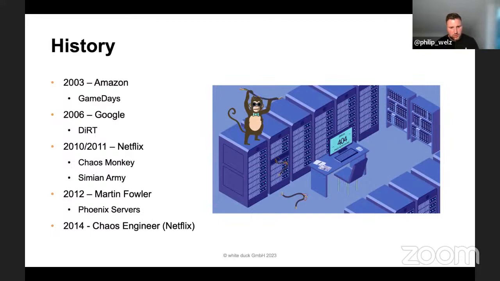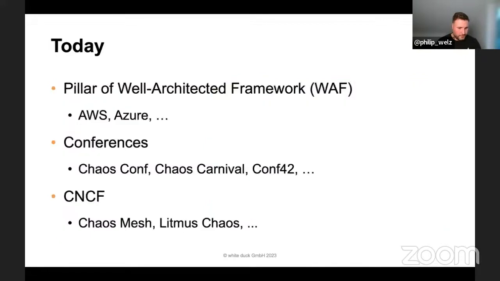And then in 2014, there was the first, let's say, job created by Netflix, the chaos engineer, like a system engineer or a DevOps engineer. And that day it was chaos engineer, till today. And this role was somehow pioneered by Netflix. Okay, and when we look at history, let's look at today, what's happening since then. Today, the chaos engineering methodology is a pillar of all the well-architected frameworks, for example, AWS, Azure.